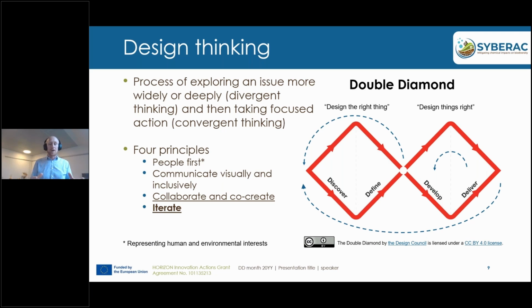It's split into two parts where we employ divergent thinking on the left-hand side of the double diamond, and then it's convergent thinking. The left-hand side of the double diamond is focused on designing the right thing. It focuses us on exploring and then redefining. And on the right, then, it's about designing the right things.